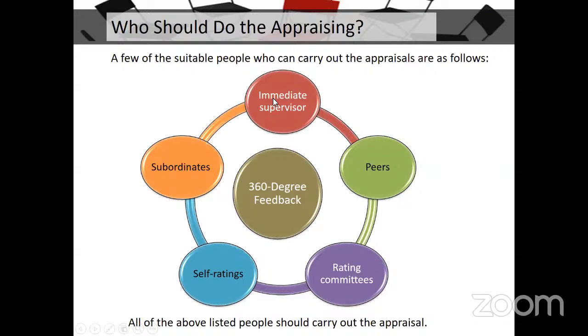We have the immediate supervisor, because at the end of the day, as much as other people will appraise, the immediate supervisor is very key, because they are the people who are going to have the summary. We have the peers, we have the rating committees. In some organizations, they have committees to rate people, whereby after the whole appraisal, it helps when you need to rationalize. And especially where the feedback from the employees is that they feel they are being discriminated against, there's a lot of bias, there's a lot of halo effect, so you have a committee in place that sits down and rationalizes the ratings.